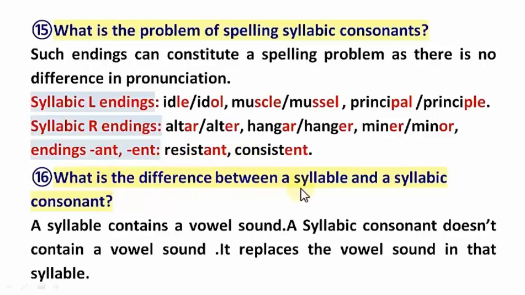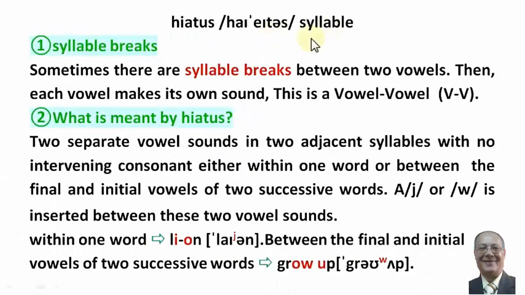What is the difference between a syllable and a syllabic consonant? A syllable contains a vowel sound. A syllabic consonant doesn't contain a vowel sound. It replaces the vowel sound in that syllable. Hiatus syllable breaks. Sometimes there are syllable breaks between two vowels. Then each vowel makes its own sound. This is a vowel-vowel sequence, VV.